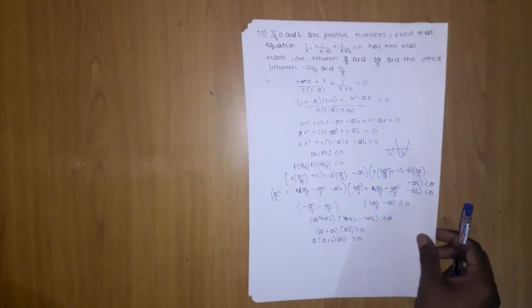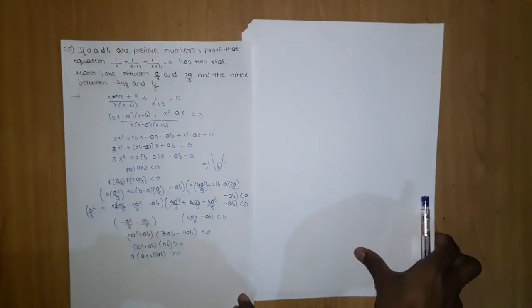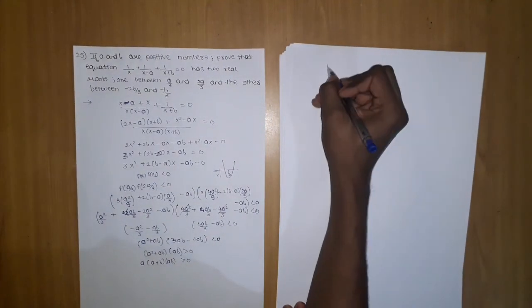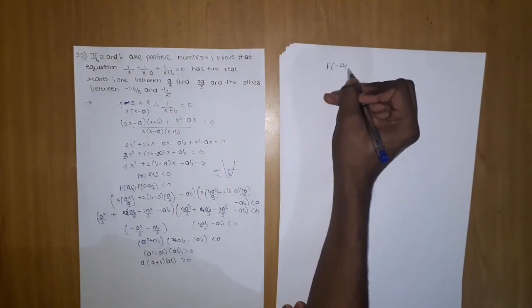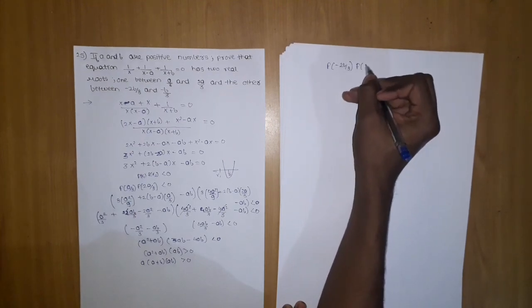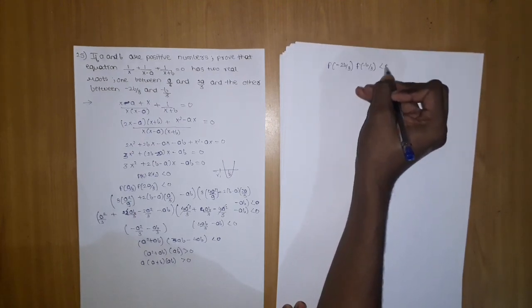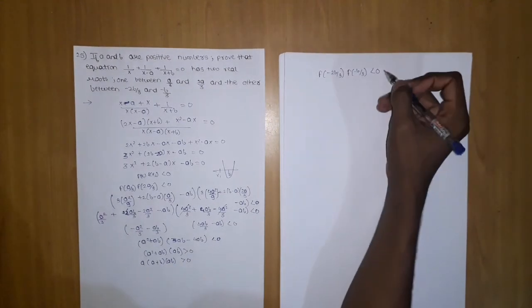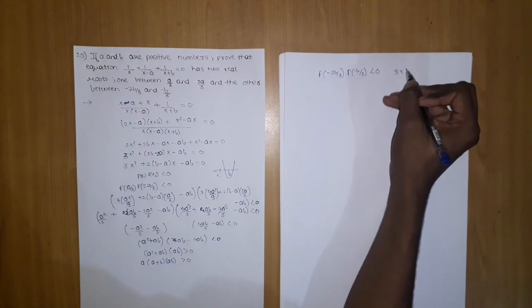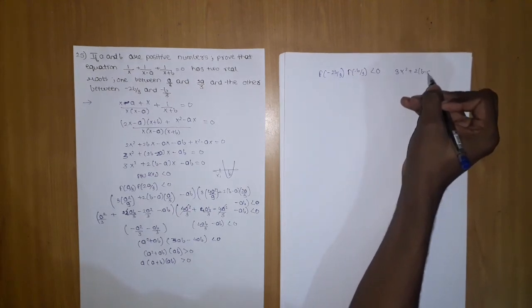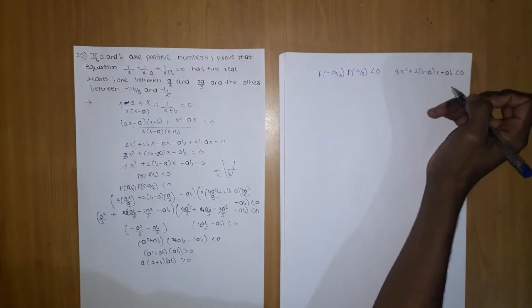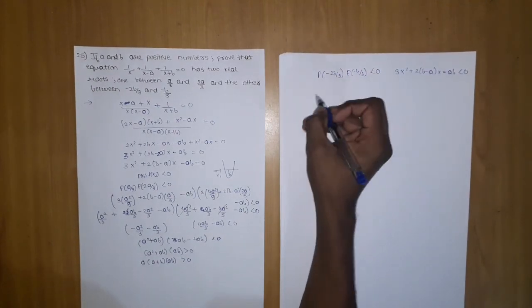Now we have to prove the other root lies between minus 2b by 3 and minus b by 3. For that, the condition will be the same: f of minus 2b by 3 into f of minus b by 3 should be less than 0, right? So we will put it in the equation. What is our equation? The equation is 3x square plus 2b minus a into x minus ab should be less than 0. Okay guys, now let's put this value.